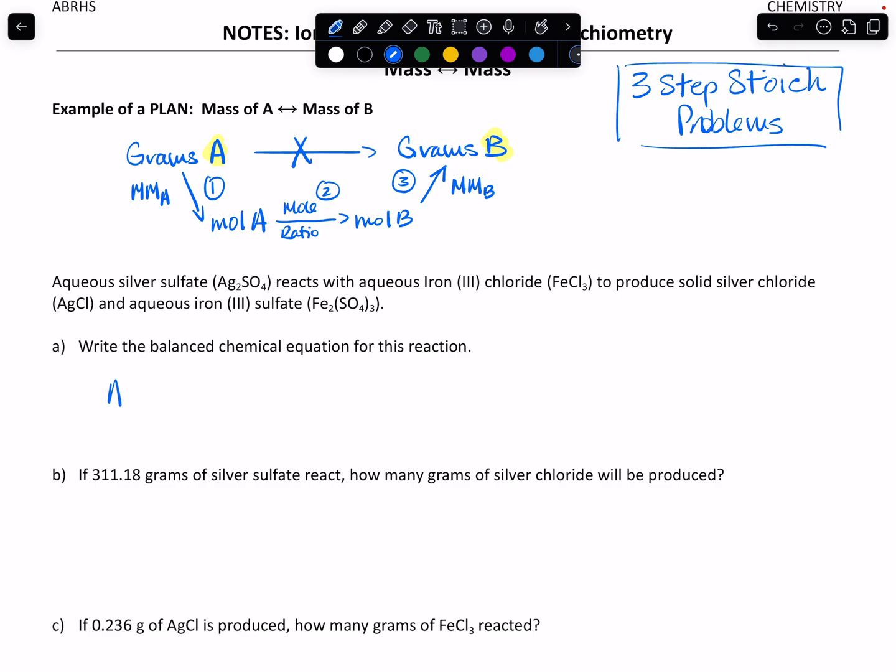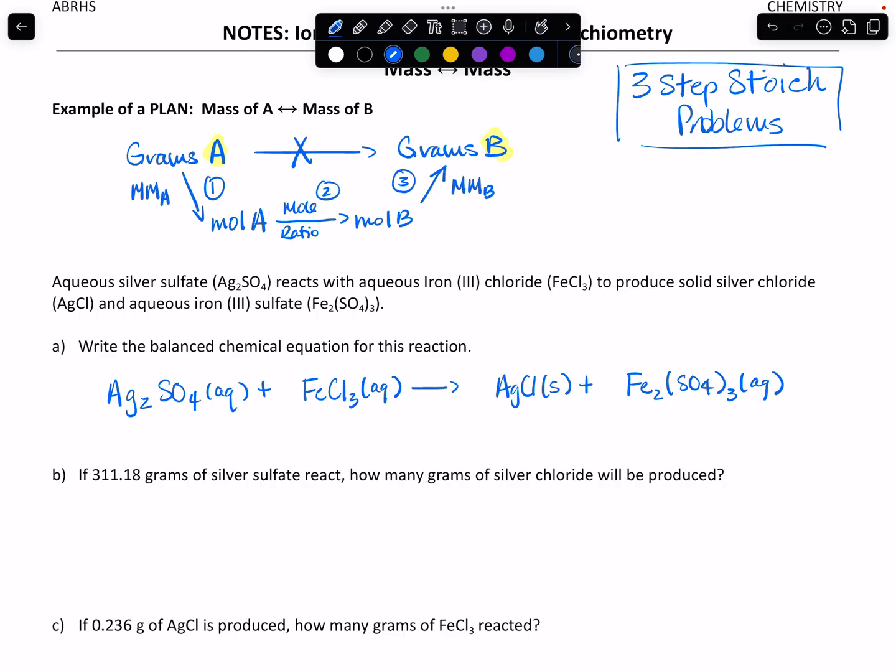All right, so we'll start with our reactants, Ag2SO4, and it tells us it's aqueous. That's going to react with iron(III) chloride, which is also aqueous. It's going to produce silver chloride, and it tells us that the silver chloride is a solid. And then we've got iron(III) sulfate, which is also aqueous.